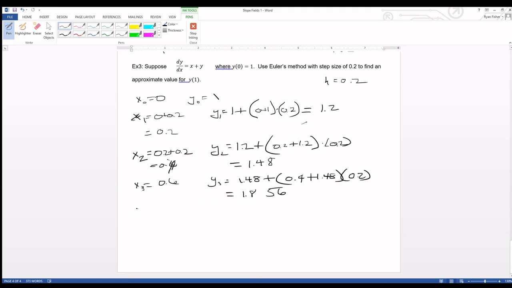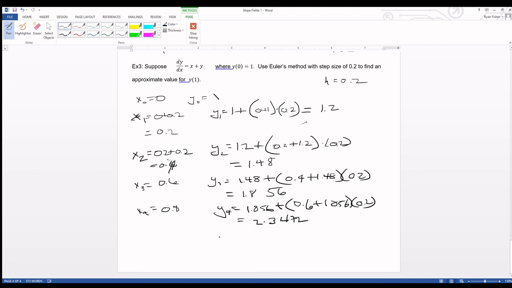Okay, 2 more steps. The fourth x is the previous x plus the step size, which in this case is 0.8. The fourth y is the previous y, 1.856, plus the value of the differential equation at the previous spot, which is again x plus y. So 0.6 plus 1.856, times the step size, which by my calculation is 2.3472.